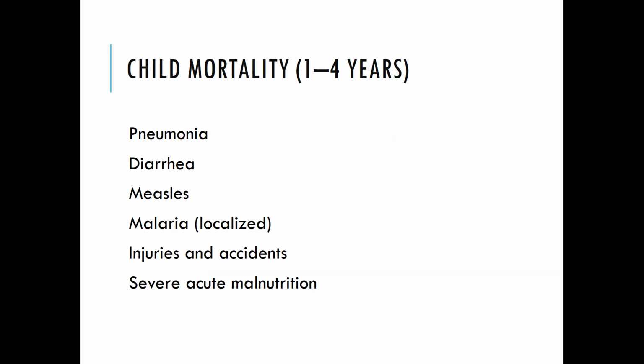Then the major causes of child mortality, meaning deaths that occur from 1 to 4 years, are pneumonia, diarrhea, measles, malaria if it is localized or endemic in some area, injuries and accidents, and severe acute malnutrition.